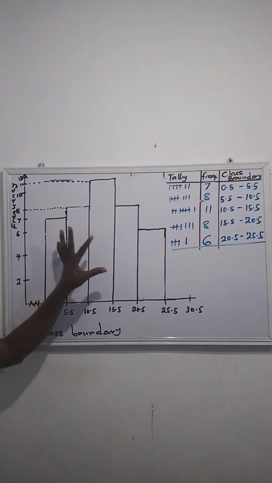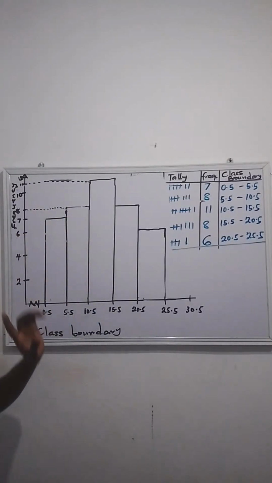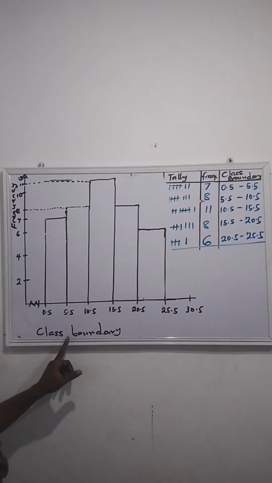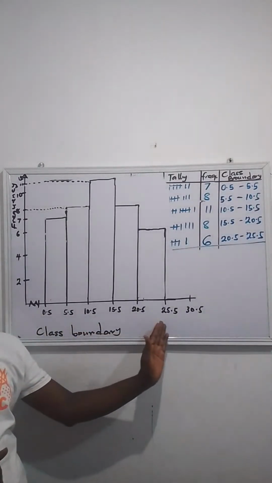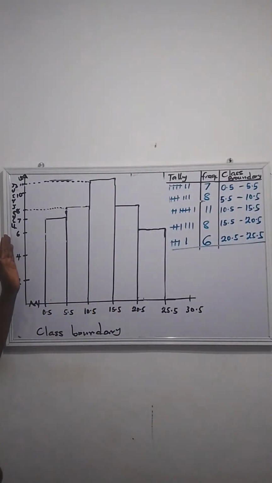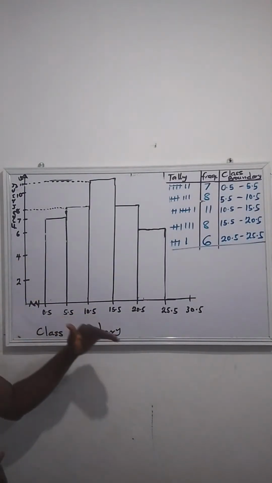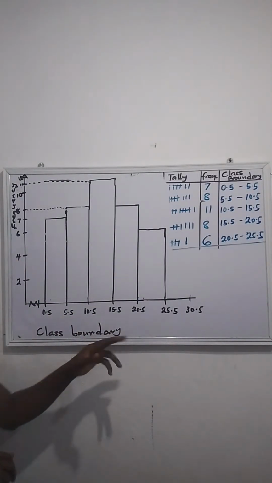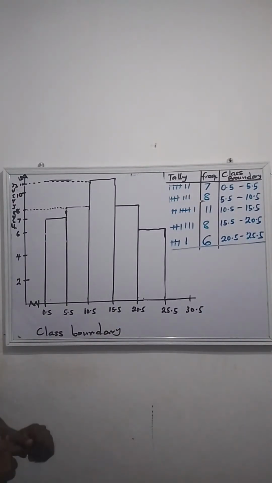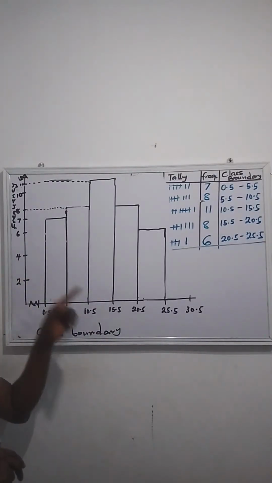This histogram is valid provided we label the axis. You must tell us that what we have here is the class boundary and what we have here is the frequency. So very, very important. Many students usually forget to label, and the penalty for that is very severe. So make sure you remember to label your graph.